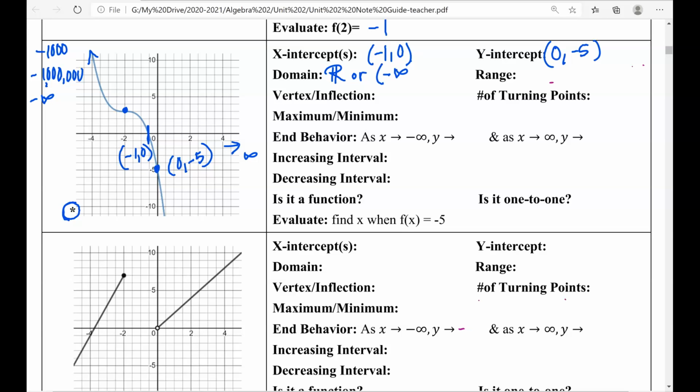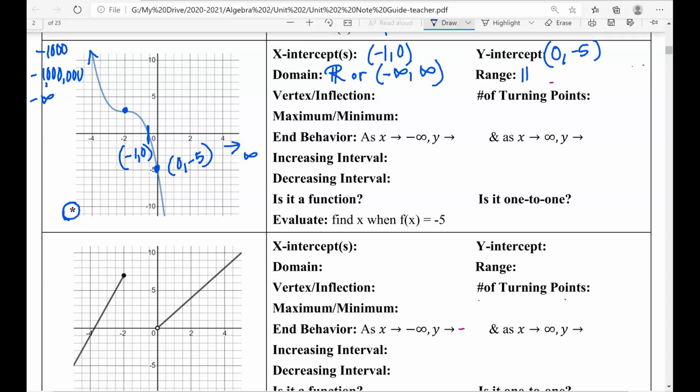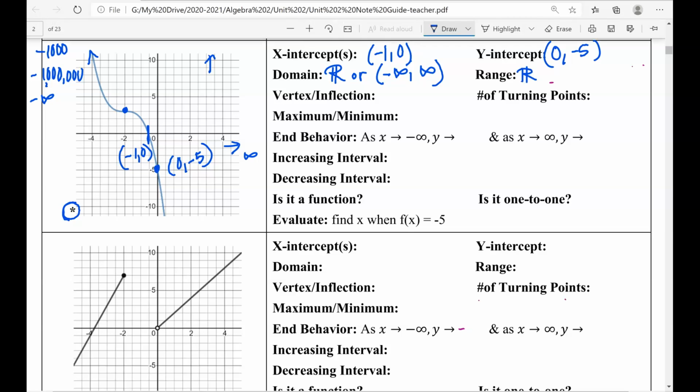I want you to write the interval notation as well, from negative infinity to positive infinity. The range is exactly the same. It's also all reals, because it eventually will go up forever and down forever. And that's negative infinity down here and positive infinity up there. So we write the smaller number first, which is the negative number, okay?